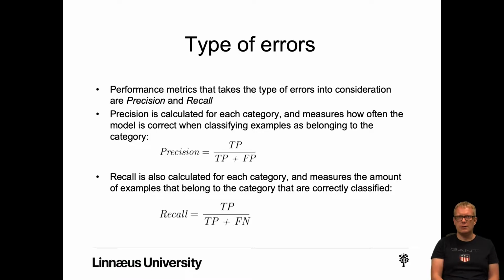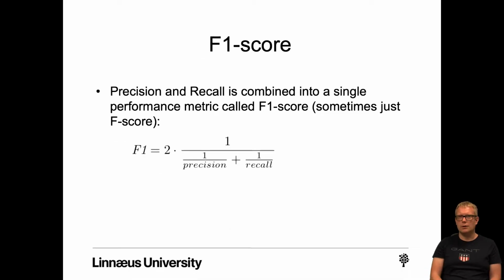Recall is also calculated for each category and measures the amount of examples that belong to the category that are correctly classified. So of all cat images, how many of these images are correctly classified? It's calculated as true positives divided by true positives plus false negatives. These two, precision and recall, can be combined into a single performance metric called F1 score, or sometimes just F score. It's calculated as 2 divided by (1 divided by precision plus 1 divided by recall).